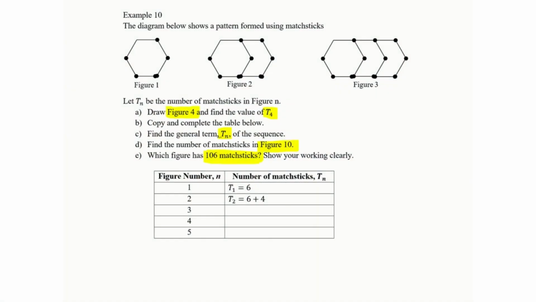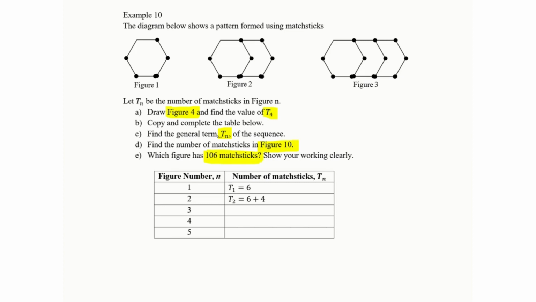Example 10. The diagram below shows a pattern formed using matchsticks. Let Tn, the general term, be the number of matchsticks in figure n. Part A. Draw figure 4 and find the value of the fourth term.